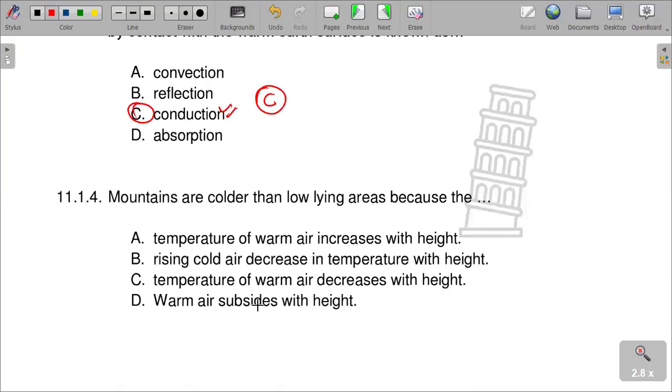Mountains are colder than lower lying areas because dash. It is because the temperature of air decreases with height. I'm sure that we know the higher you go, the cooler it becomes. Temperature of air decreases with what? With the height. That is why the mountains are colder than lower lying areas.